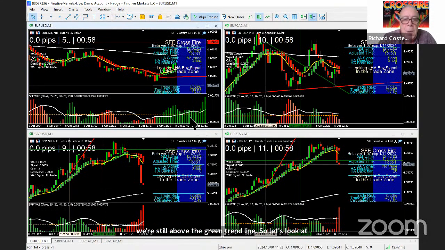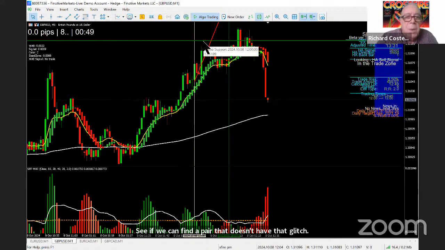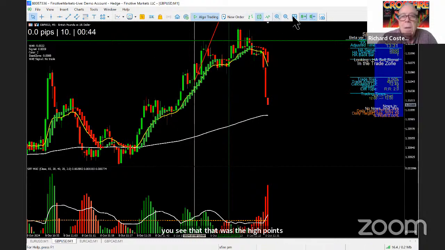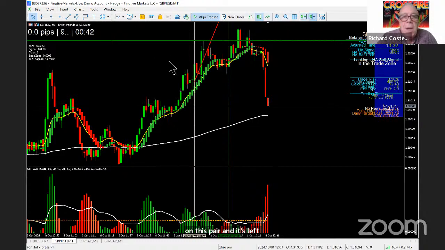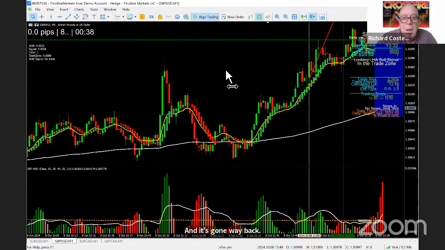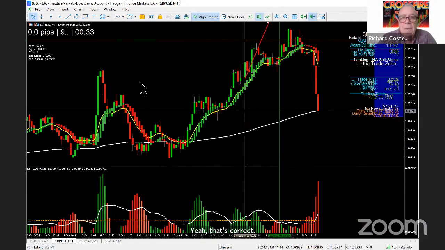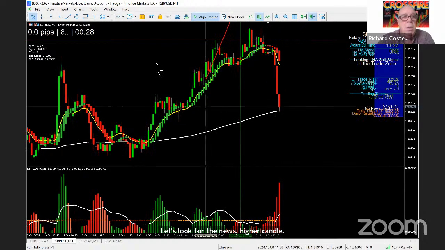See if we can find a pair that doesn't have that glitch. You see that was the high point on this pair, and it's looked left, and it's gone way back. So that appears to be correct to me. Yeah, that's correct. It looks for the nearest higher candle. So those trend lines are correct. We're just looking at Euro USD, which is an anomaly.